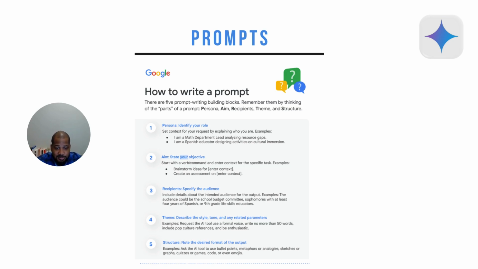So again, your prompt should contain your persona. So identifying your role, you need to have an aim. So stating your objective. Who is your audience? You need to make sure that your recipients are clear. You need to have a theme and then a structure. So note the desired format of the output. How do you want the information to come back to you? Make sure that you indicate that.